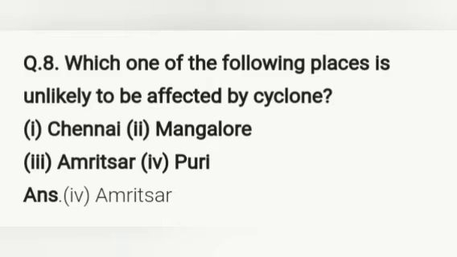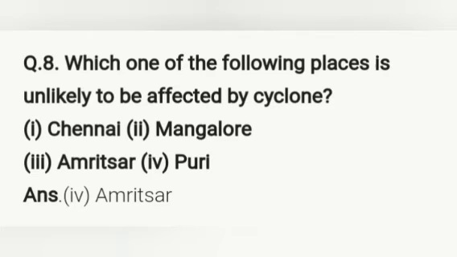And the eighth question is: which one of the following places is unlikely to be affected by a cyclone? The first option is Chennai, second one Mangalore, third one Amritsar, or fourth one Puri. Answer is the third one, Amritsar.